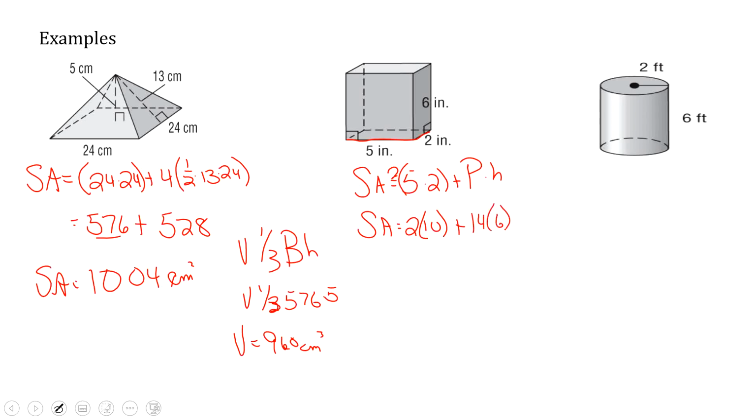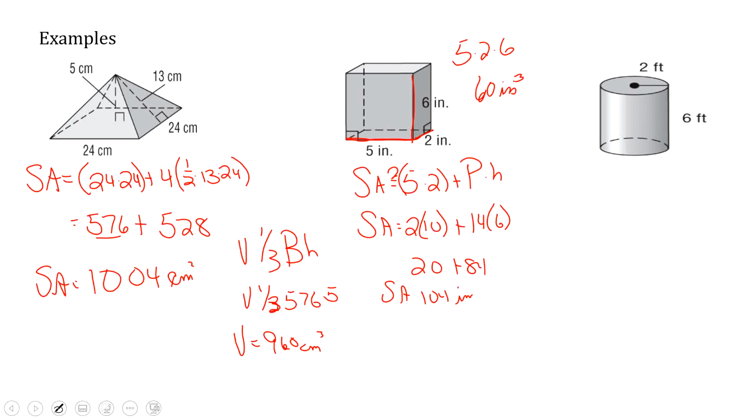Did everybody see that? I just took the area because that's going to give me the tops of my bases. I'd have to do 5 times 6 twice, front and back, and 2 times 6 twice, side to side. So I just add those up together. My perimeter is 14, multiplied by my height, that gives me the area of all those sides. So this becomes 20 plus 84. So the surface area here is 104 inches squared. And then the volume of that we know is just 5 times 2 times 6, which is 60 inches cubed.